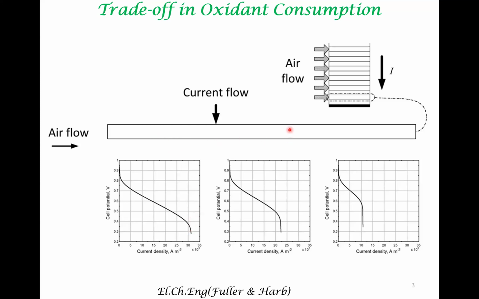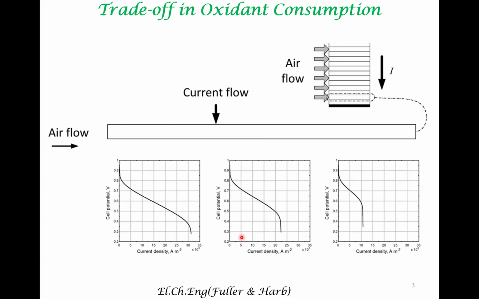So air continues into this region. As some of the air has been utilized in the previous region, the amount of air available to you in this region is less. And in this thought experiment, you are trying to obtain the polarization curve for this region alone, in a way independent of current from this region and current from this region.